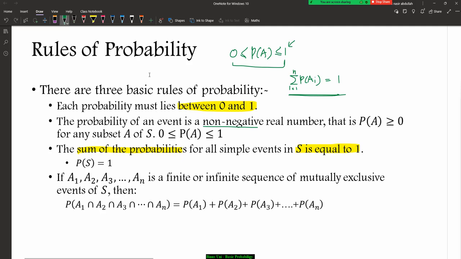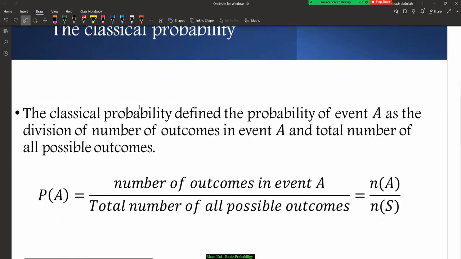If you stick with the rules of probability, I think it should be no problem. Basically, we need to understand these two rules, rule number two and rule number three, which are basically the same thing. They are additive in nature. Now let's look at classical probability.